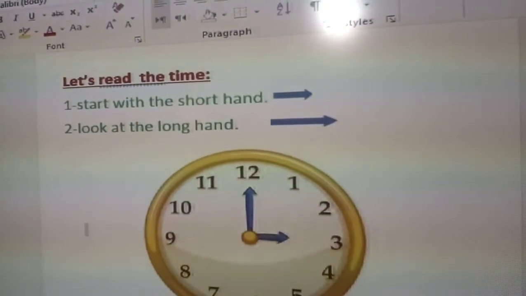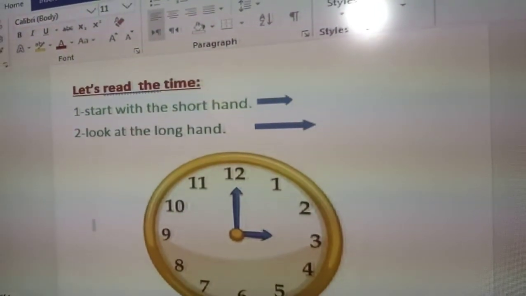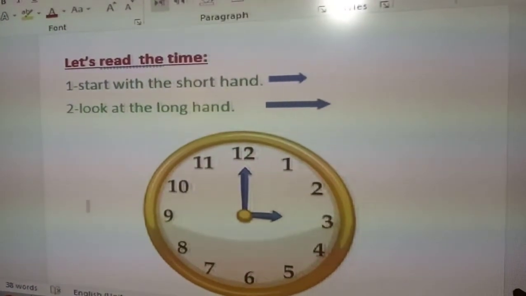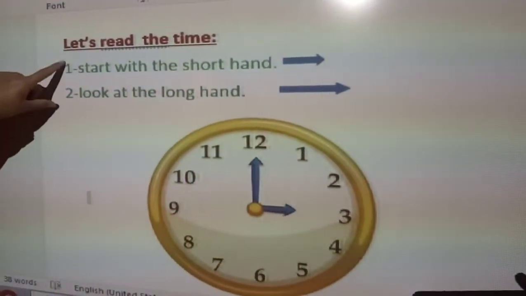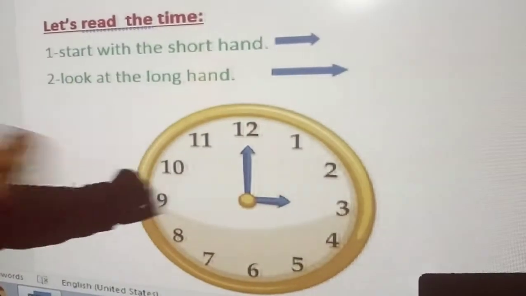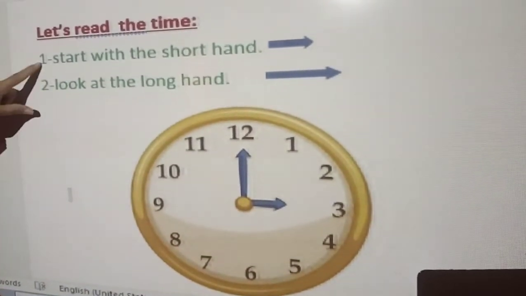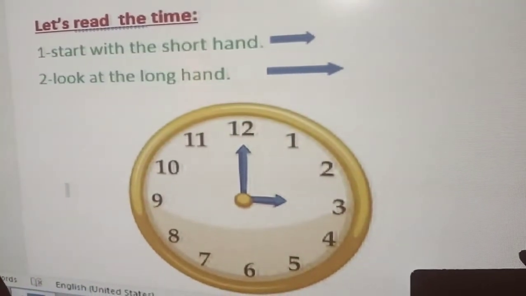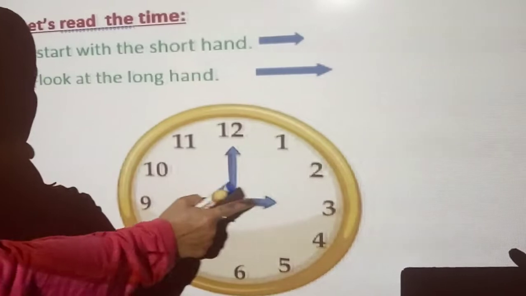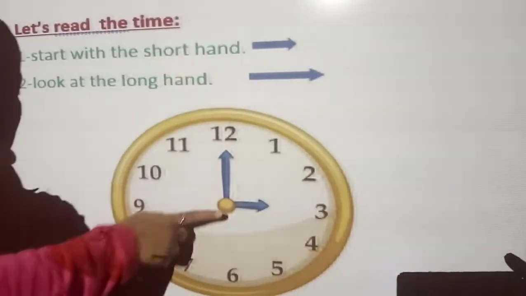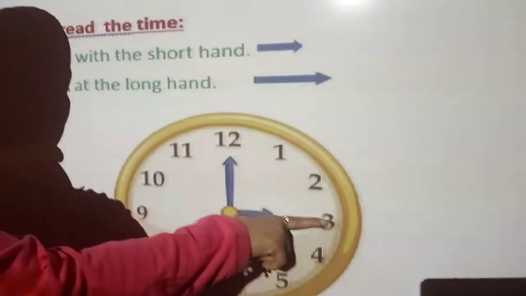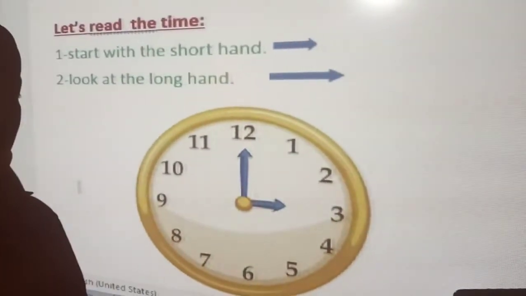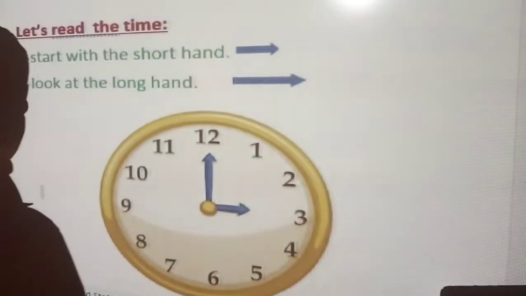Let's know how to know what time it is. I have 2 steps here, and please follow these steps to know what time it is. Number 1, start with the short hand. Where is the short hand here? Yes, this one. And the short hand points to what? Yes, points to number 3. It means 3.